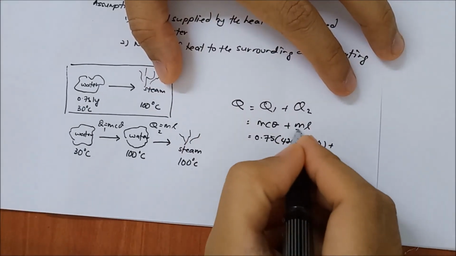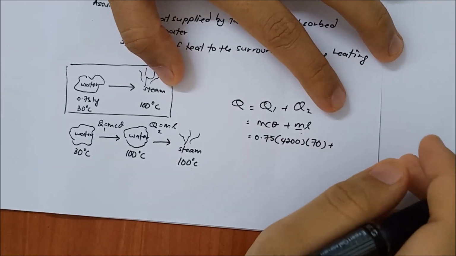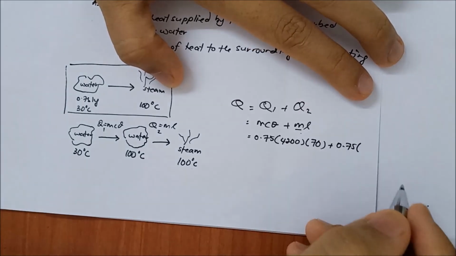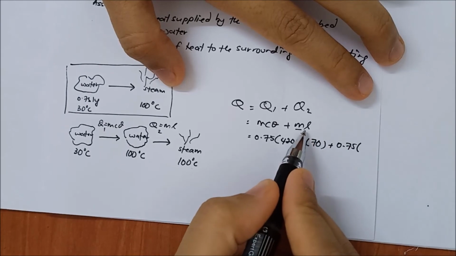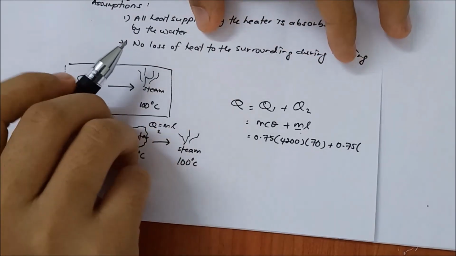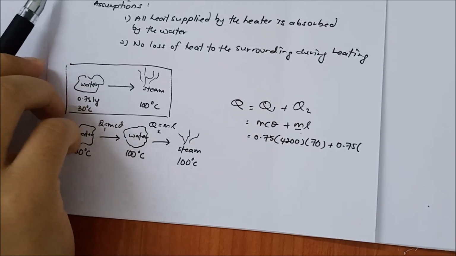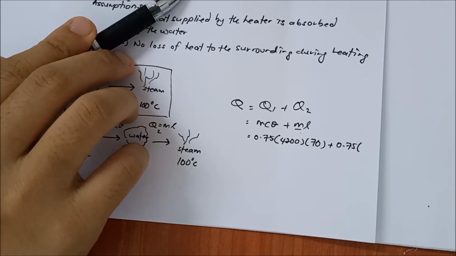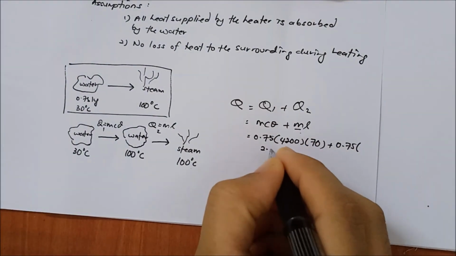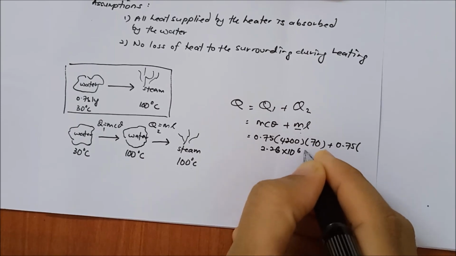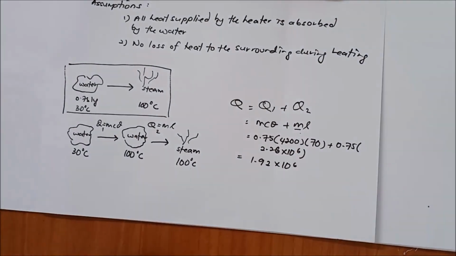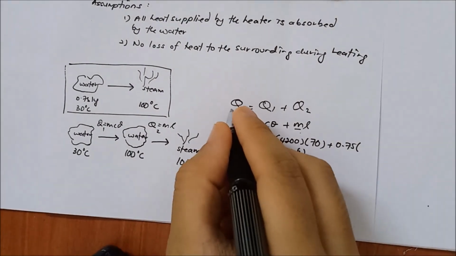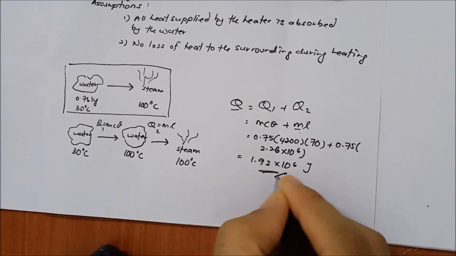M here is the mass of the steam or water, which is the same as constant, so 0.75. L is the specific latent heat of steam, the specific latent heat of vaporization of water. So we have 2.26 times 10 to the power of 6. Alright, so hit your calculator. We will get 1.92 times 10 to the power of 6 joules. So don't forget your unit. That's all.